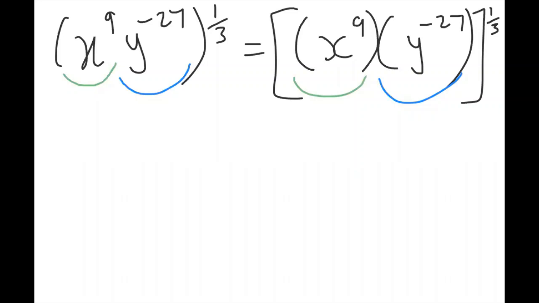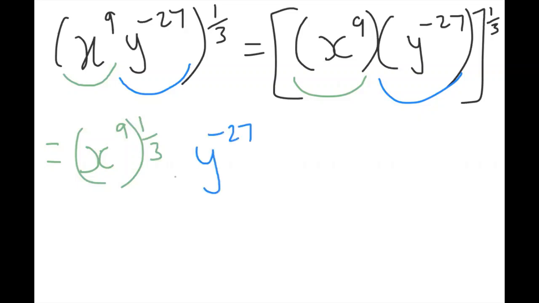And now I'm going to do the same as the previous sum and multiply each one of those to the power a third. So let's start with the green. We have x^9 to the power third, times the blue part, y^-27, all of that to the power third. Then this answer will give you x^9 divided by 3 is x^3.